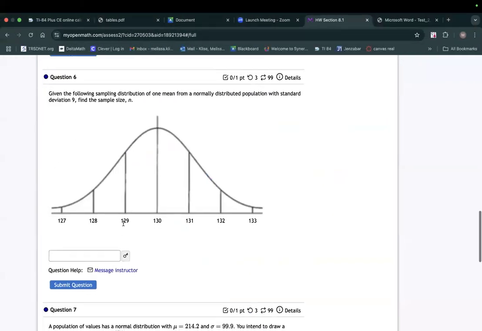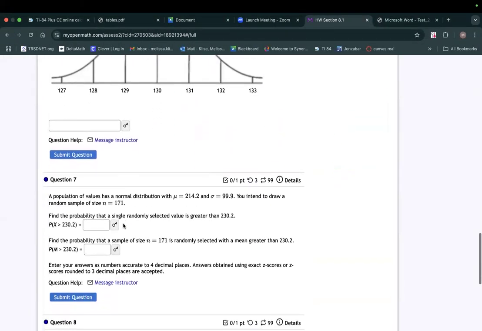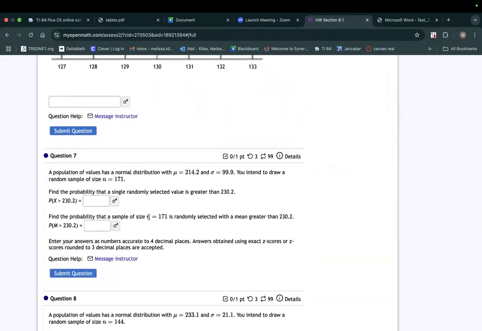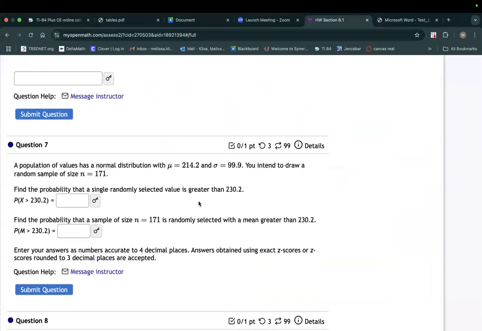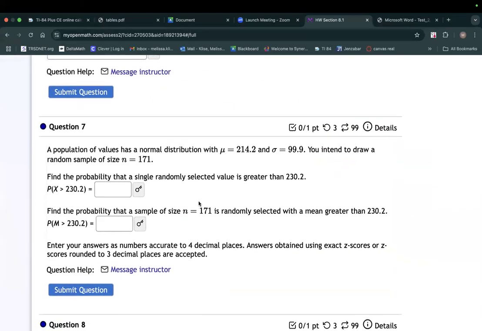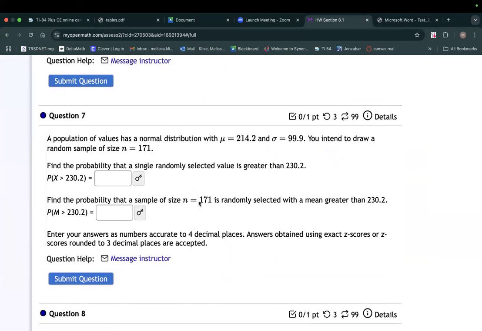All right, let me find the other one. There's one more. All right, this one right here. So notice this one, I don't know if they're intentionally trying to confuse you or if they just want you to see the difference between chapter 7 and chapter 8.